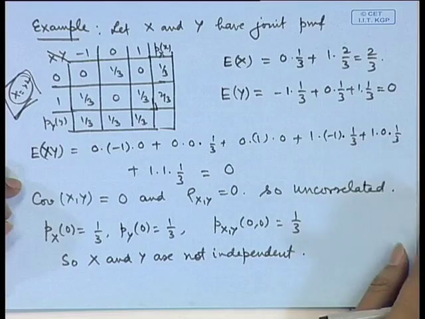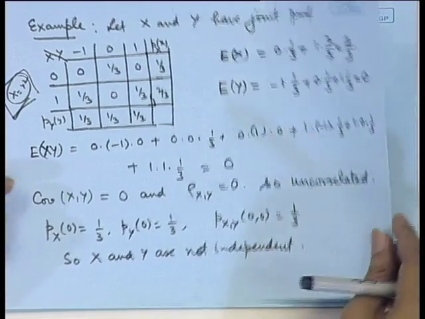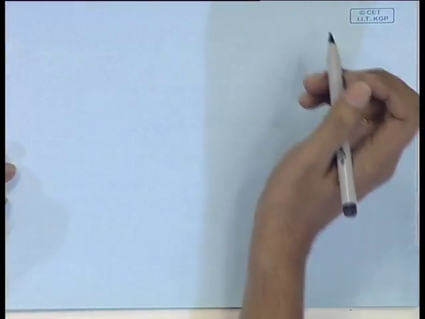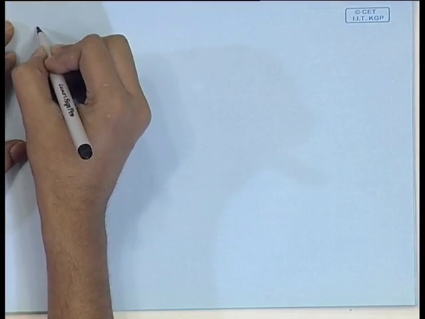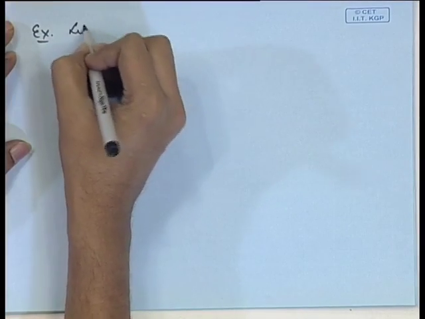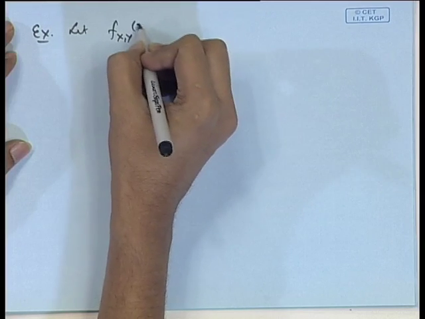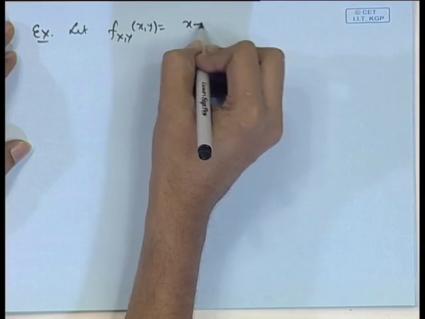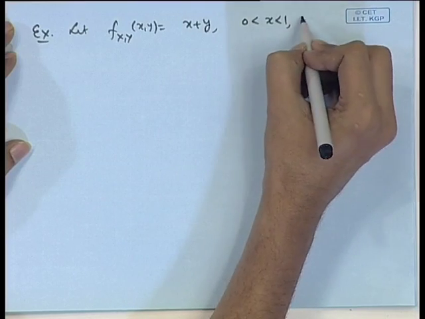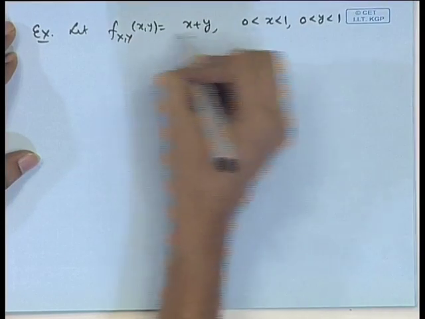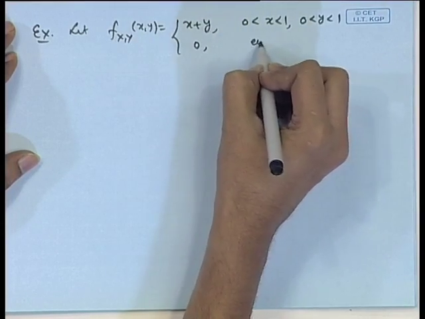So, let us take up a few examples for calculation of the covariance and correlation term. Let f x y be equal to x plus y for 0 less than x less than 1, 0 less than y less than 1, and 0 elsewhere.